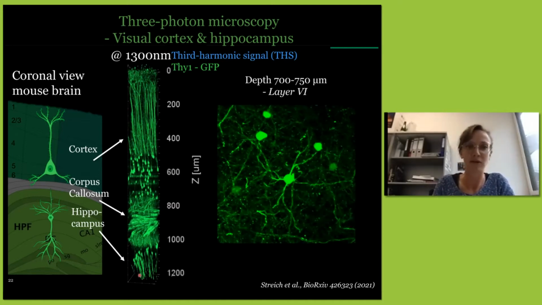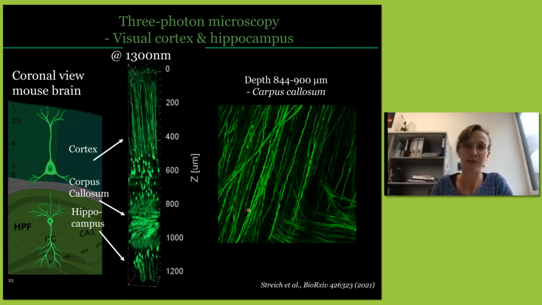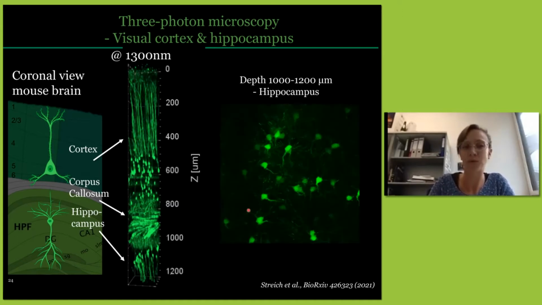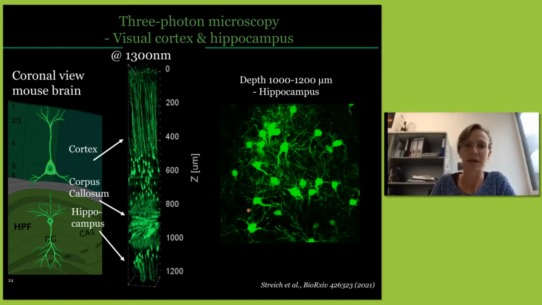And if we now have a look at the cross-section acquired at layer 6 at around 800 micrometer depth, you can also appreciate that we can clearly resolve all the fine details, so the dendritic branches. And if we go deeper, we can clearly also see the fibers of the corpus callosum. If we go even deeper, beyond 1 millimeter depth, we can see the somata of the CA1 hippocampal neurons. And if we change the contrast, you can also appreciate that we are still capable of resolving fine structures, such as the dendritic branches, at over 1 millimeter depth.